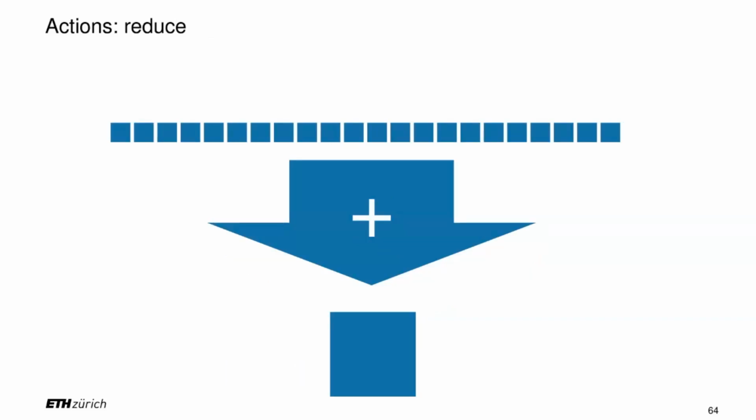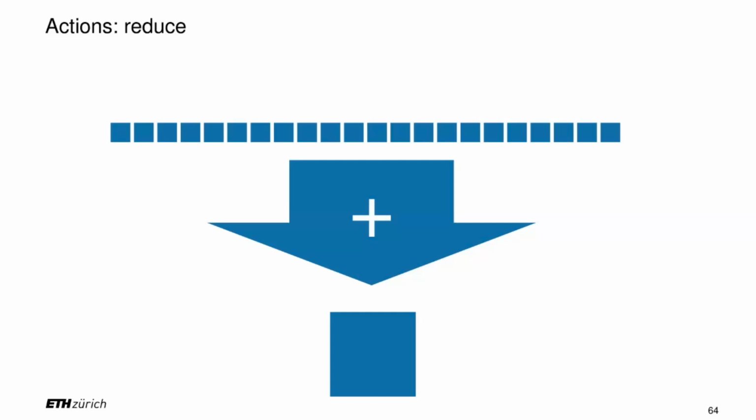Then we have reduce. Now we are getting close to MapReduce in terms of functionality, even though it's not exactly the MapReduce reduce. Reduce basically takes a binary operator, can be plus, multiplication, minimum, or maximum. So anything that takes 2 values and returns 1 value, like the addition or multiplication of 2 numbers, and it applies it to the entire sequence. So it does this plus this plus this plus this over the entire RDD.